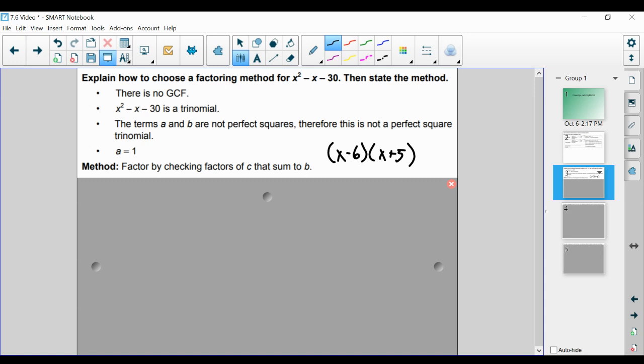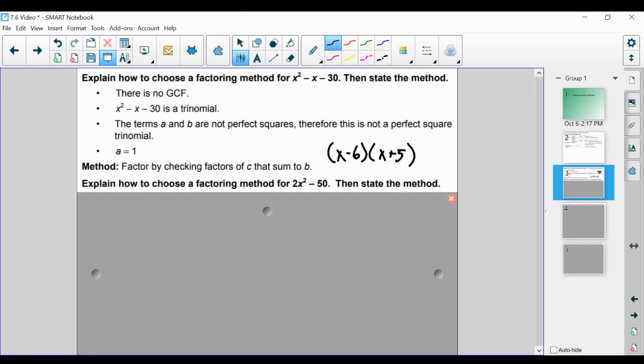Cool, sweet. So that would be our answer if we were to factor this out. Let's talk about another example. Let's talk about how to choose a method with 2x squared minus 50. And then we're going to be stating the method. And then let's see if we can actually solve it or factor it.